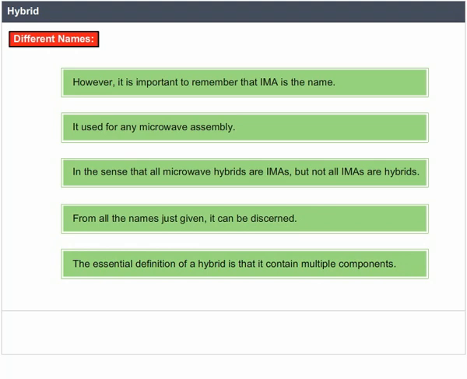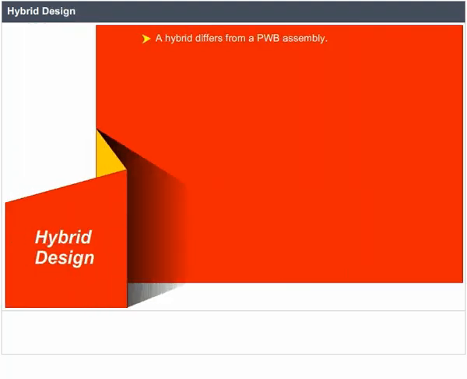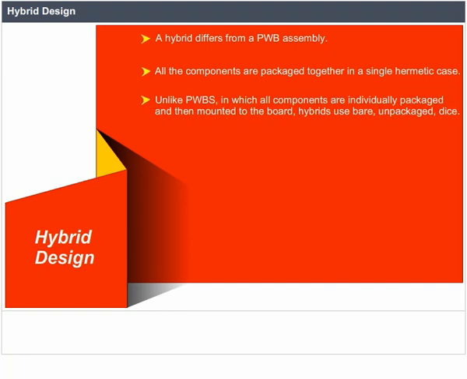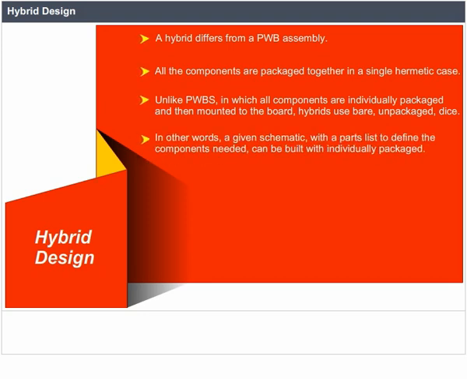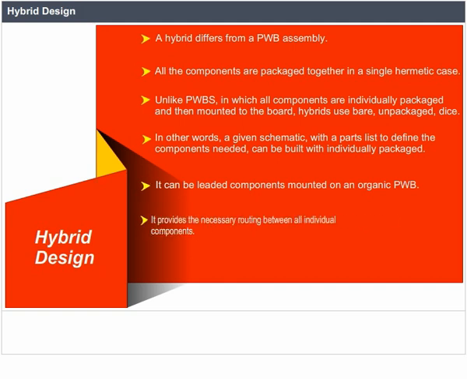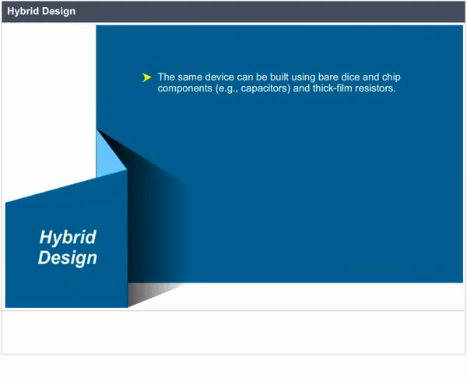Hybrid design. A hybrid differs from a PWB assembly. All the components are packaged together in a single hermetic case. Unlike PWBs, in which all components are individually packaged and then mounted to the board, hybrids use bare, unpackaged dies. In other words, a given schematic with a parts list to define the components needed can be built with individually packaged, leaded components mounted on an organic PWB. It provides the necessary routing between all individual components. The same device can be built using bare dies and chip components.